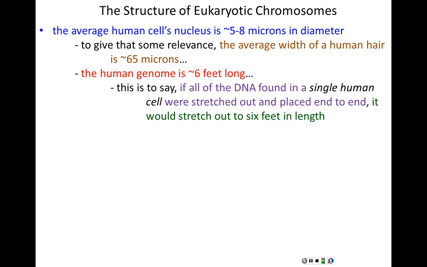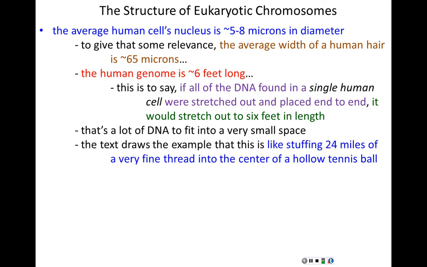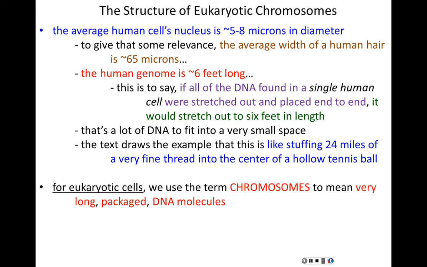And you've got to cram all 6 feet of that DNA into something that's about a tenth of one human hair in diameter. So that's a lot of DNA to fit into a pretty small space. The text makes the comparison that this is like taking 24 miles of a very, very thin thread and stuffing all of that thread into the center of a container that's the size of about a hollow tennis ball. Again, that's a lot of DNA to put into a nucleus.